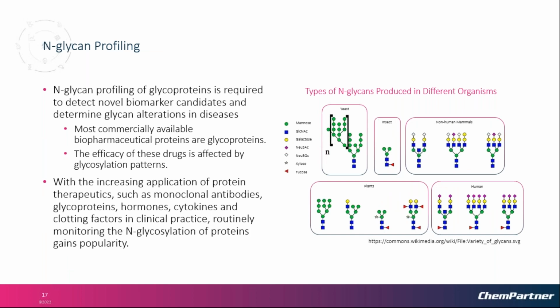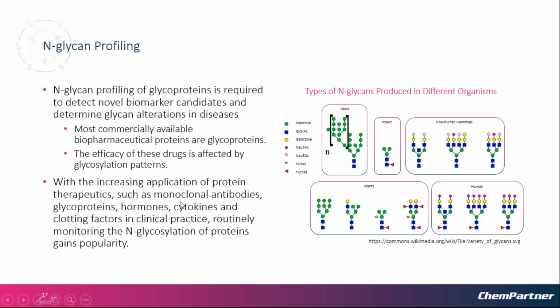N-glycosylation sites can be predicted by the sequence asparagine, X, and serine or threonine. For N-linked glycans, where the nascent protein enters the endoplasmic reticulum, a block of sugars is transferred onto the amide group in the asparagine side chain.